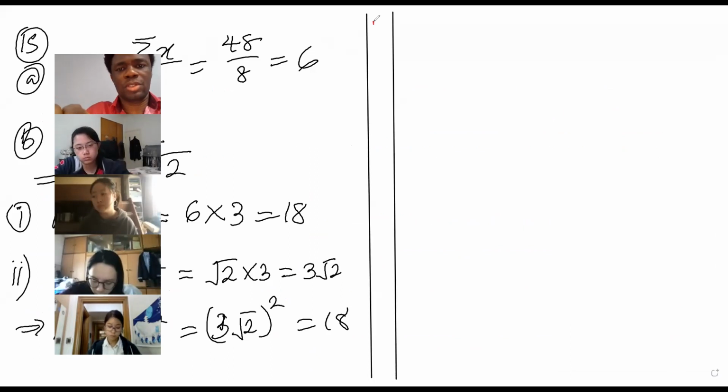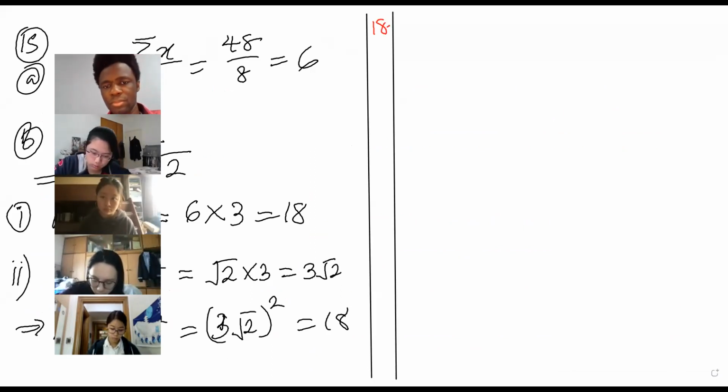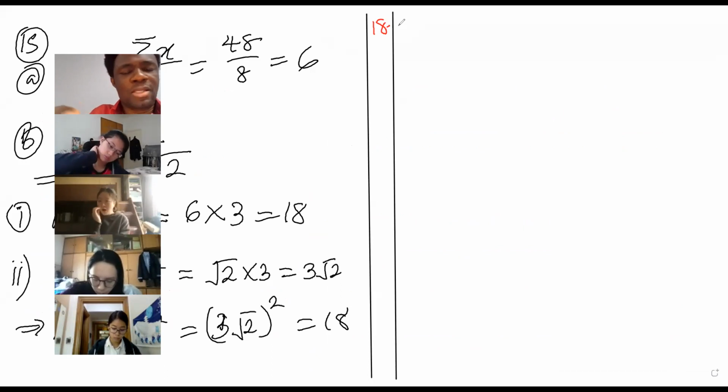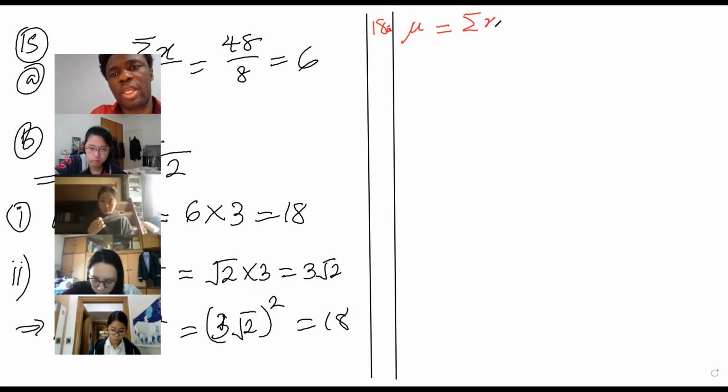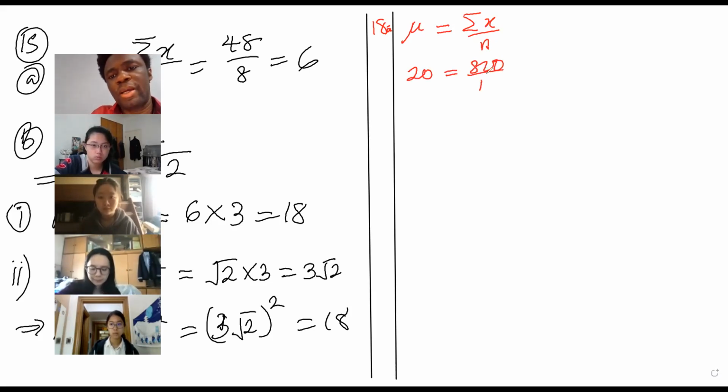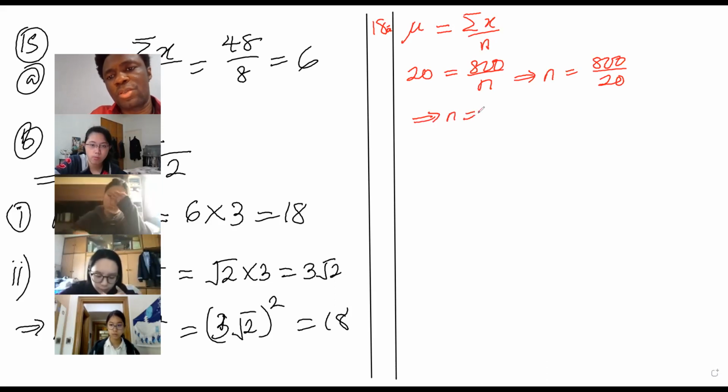So question 18. A data set has n items. The sum is 800. The mean is that. So the mean of the data set, the population mean, is equal to the addition of everything divided by n. So your mean is 20, which is 800 divided by n. So this implies n is equal to 800 over 20. Of course, some of you have done this. You sent me your result as 40. So good job.